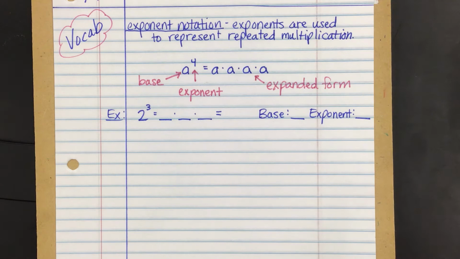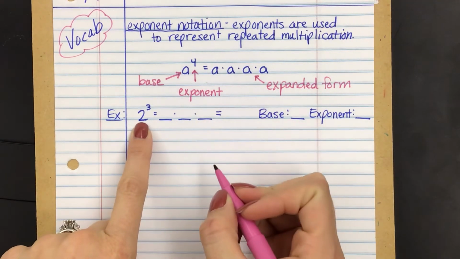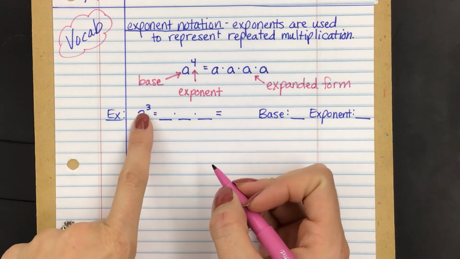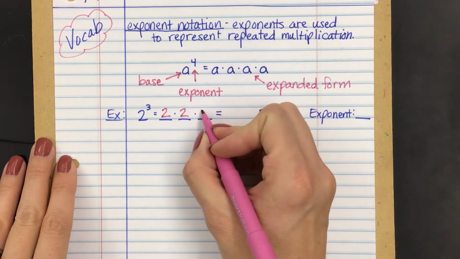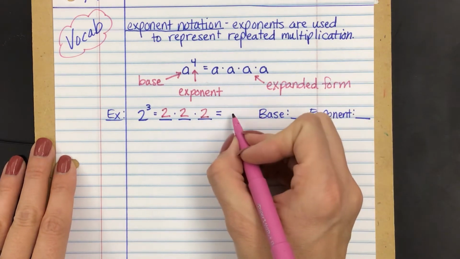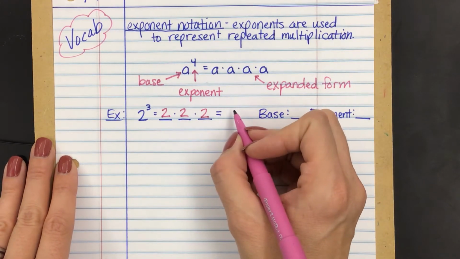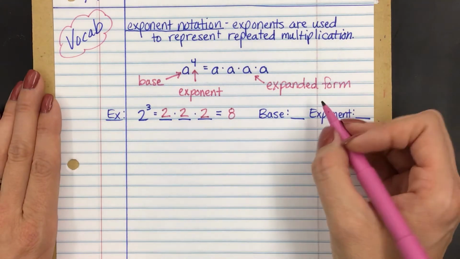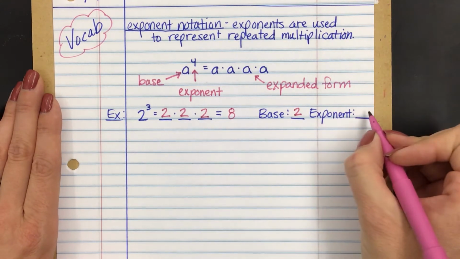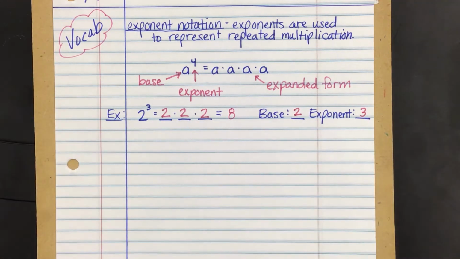Okay, so for your expanded notation, for this one, this is telling us that 2 is being multiplied by itself 3 times. So this is going to be 2 times 2 times 2. What does that equal? 8. Awesome. What's the base? 2. Exponent is? Fabulous. Okay. Let's take a look at some that have variables in it too.